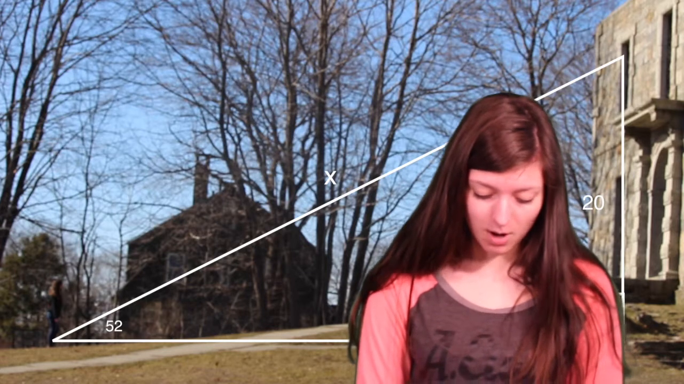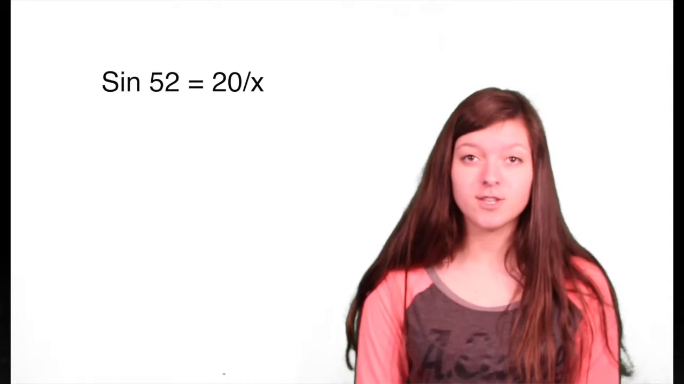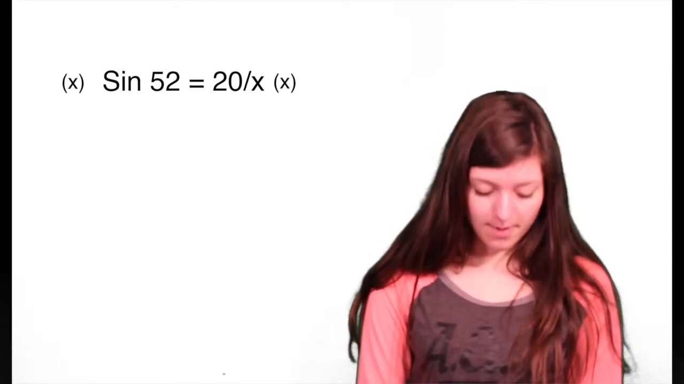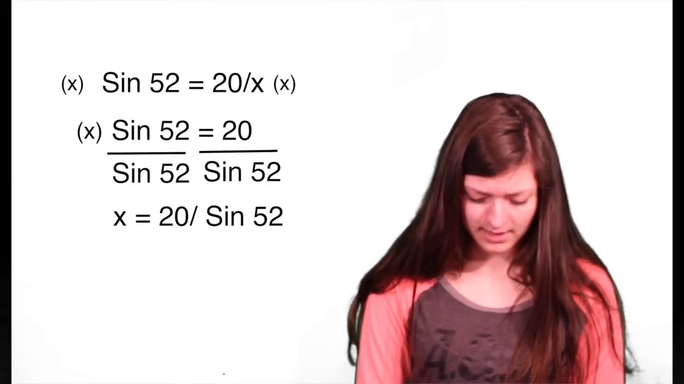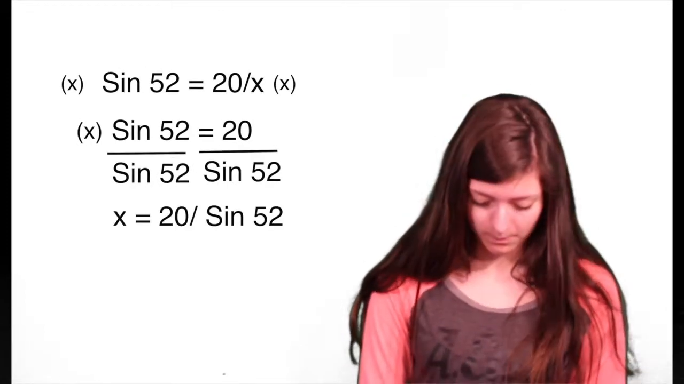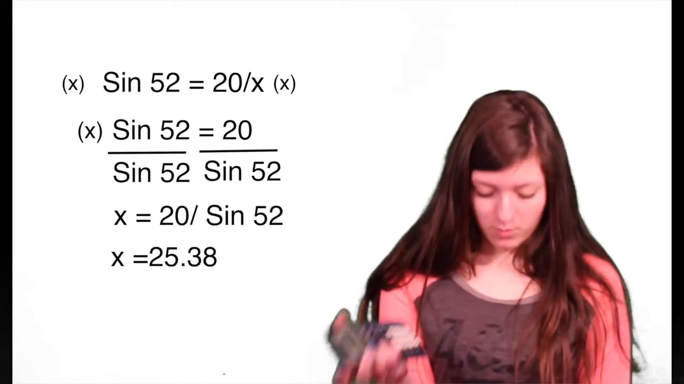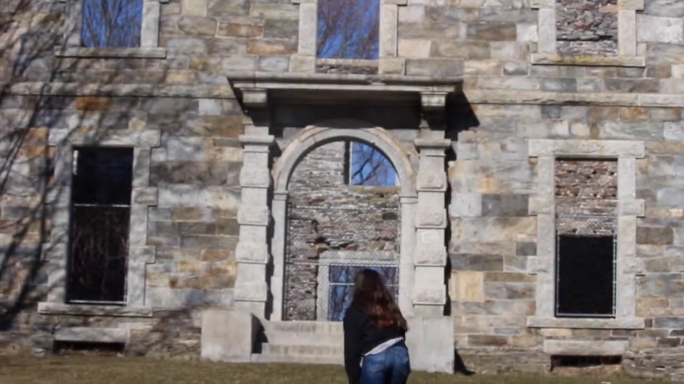Because we're trying to find the hypotenuse and we have the opposite side, we can use sine. Sine 52 equals 20 over x. Then we multiply each side by x and divide each side by sine 52. Now we have x equals 20 over sine 52. Now if we type this into our calculators, we get 25.38 feet. Sarah will not be able to throw this one.